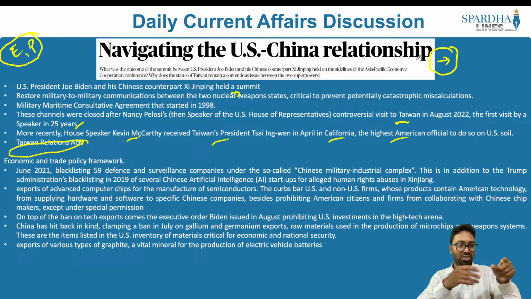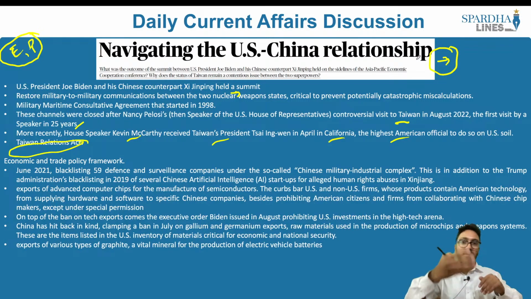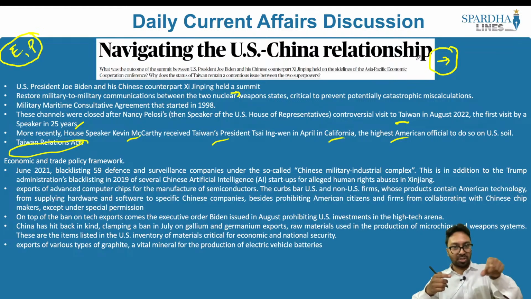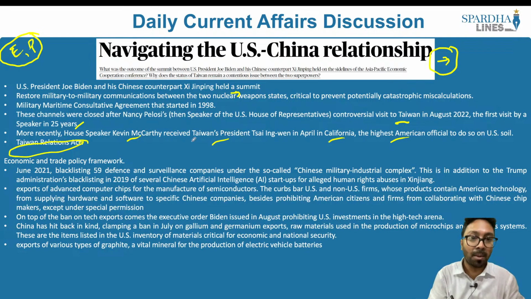Because of this relationship, they were ideally supposed to have military-to-military contact, to discuss on the military front. They have to prevent escalation of the ties, but that did not happen. They did not have any communication whatsoever. Military communication had stopped for a very long period of time, and now because of the meeting between US President Joe Biden and Chinese counterpart Xi Jinping, they have now restored military-to-military communication between the two nuclear weapon states, critical to prevent potentially catastrophic miscalculations.